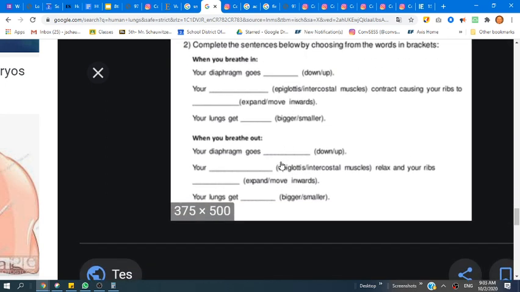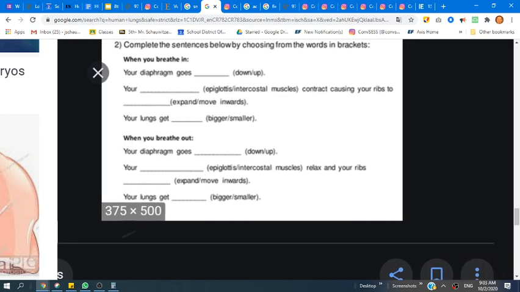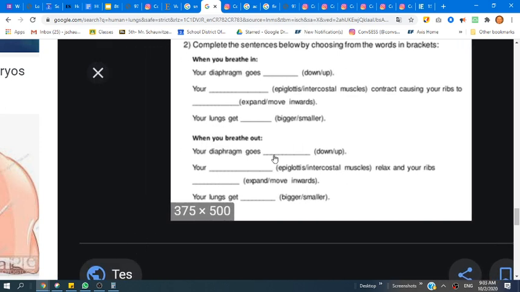Okay, when we look at the way the human lung works, your diaphragm goes up when you, I'm sorry, down when you breathe out, and your intercostal muscles relax, and your ribs are moving inwards as you breathe out, right? Your lungs get much smaller, all right? So breathing in and out actually changes what happens not only in your lungs but also in your rib cage, right? That affects your whole body.